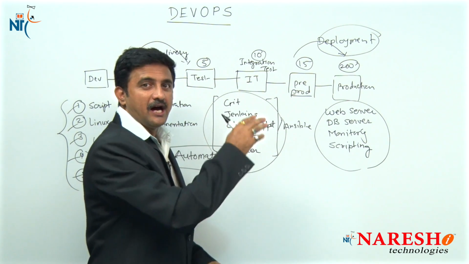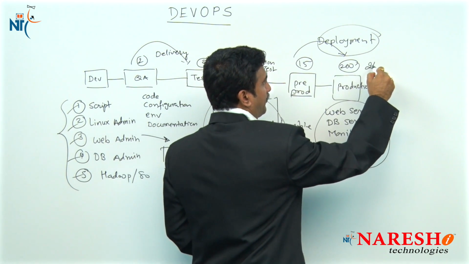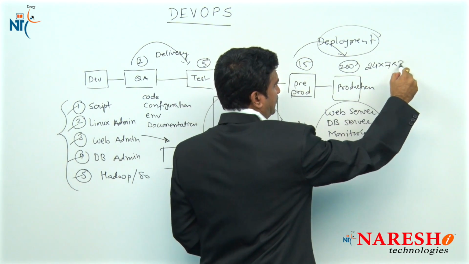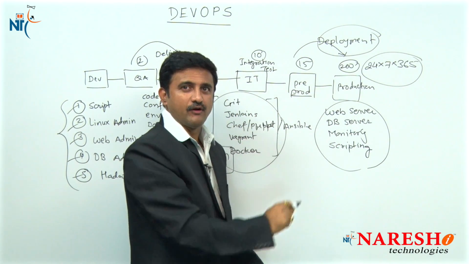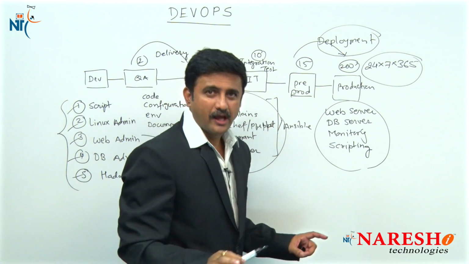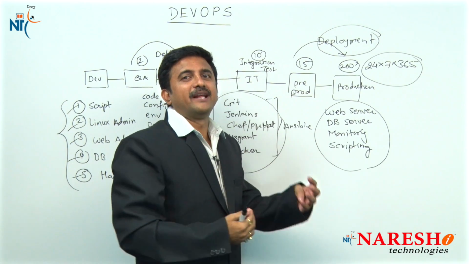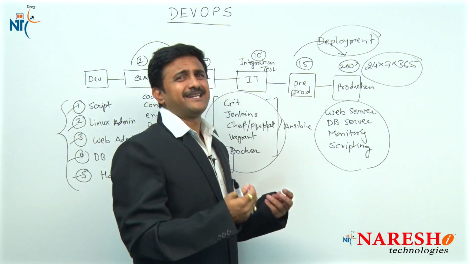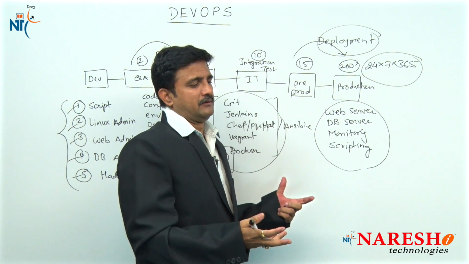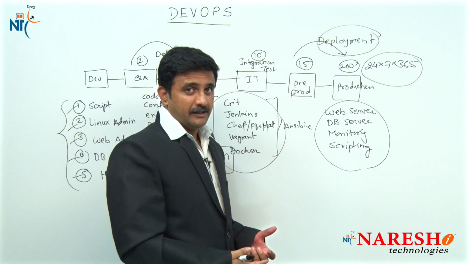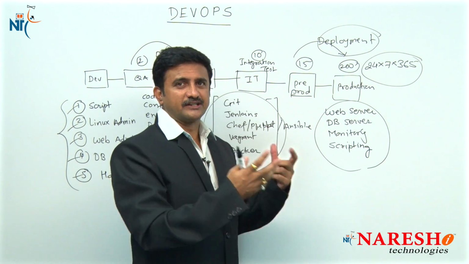Those servers are available 24/7, 365 days, and that is the target of DevOps. Your server should never go down. Even if it goes down, you have a cluster, and it should automatically fail over. Let us take an example of Flipkart. Let us say they have a sale, and they are announcing that they will give huge discounts.